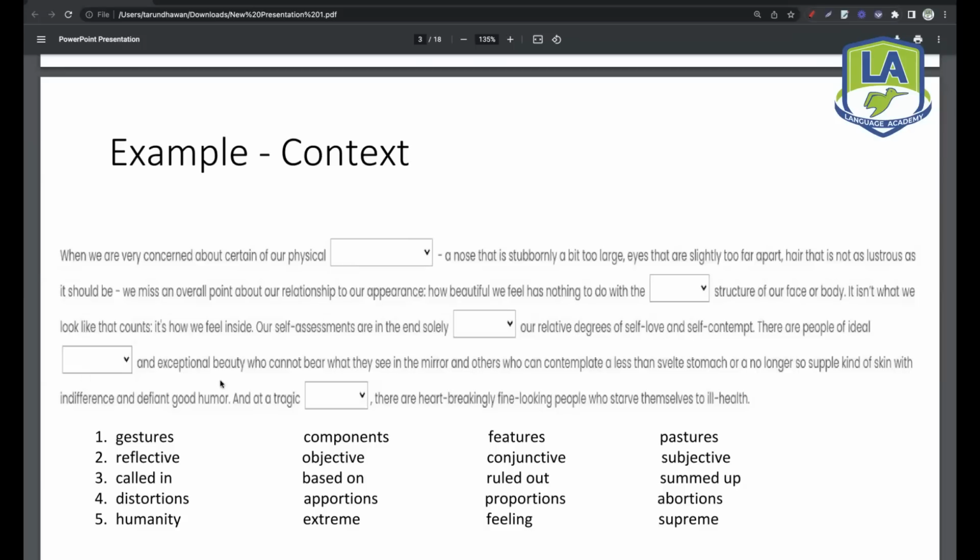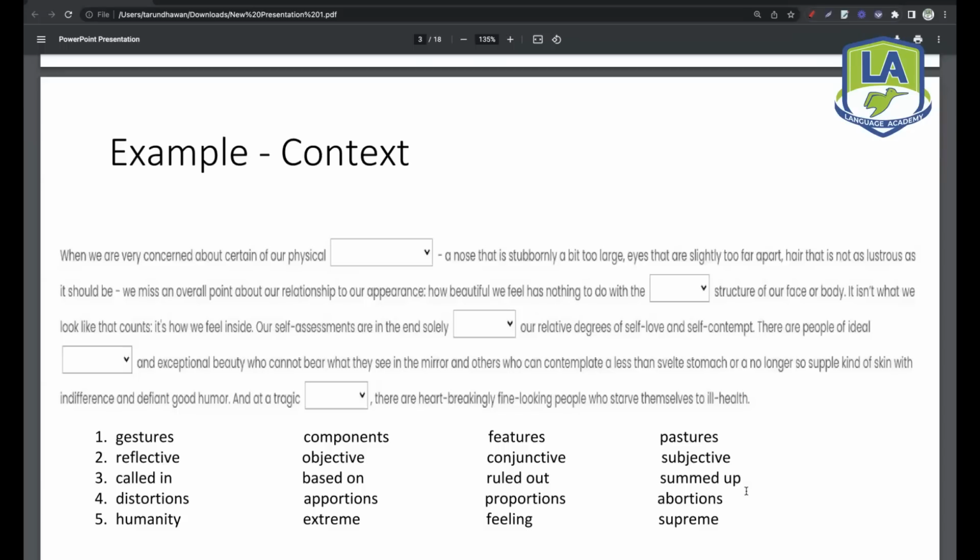Then the next sentence says, "Our self-assessments are in the end dash our relative degrees of self-love and self-contempt." Now we might classify this sentence as a difficult one, a technical one. We might not really understand its meaning word by word, but what can we understand? Assessments is a common word we can understand. Assessments dash degrees of self-love. If we look at the options, is there any option which we can generally match with the word assessments? So we have called in, assessments called in, assessments based on, assessments ruled out, or assessments summed up.